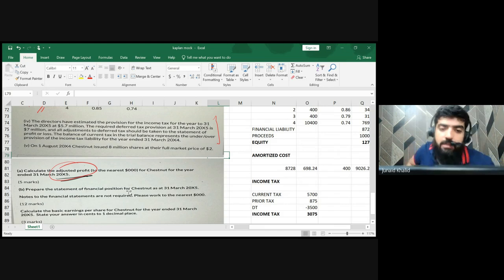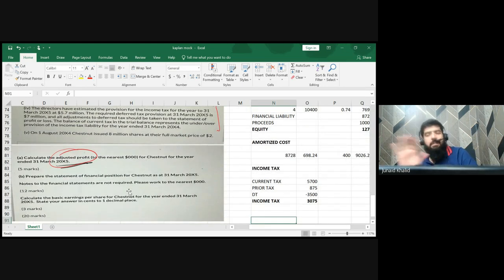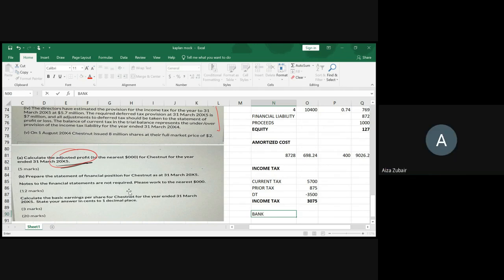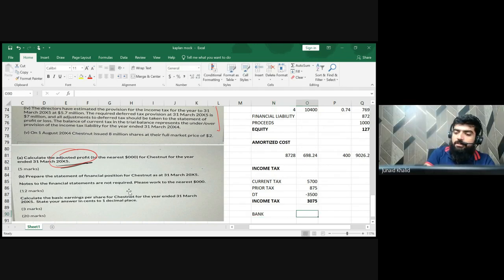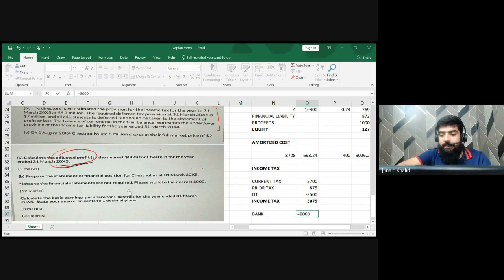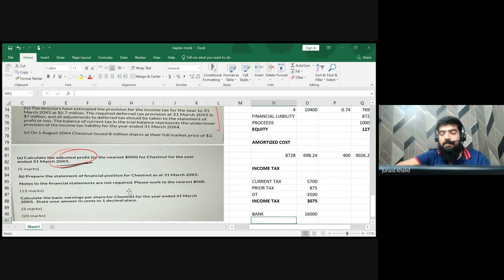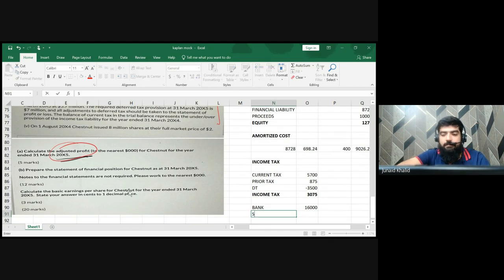On 1st August, Chestnut issued 8 million shares at their full market price of $2. It means the shares are issued. It's simple. There is no bonus. There is no right. There is a simple shares are issued at full market price. So if the company is issuing the shares, it means the company will receive the amount. Right. Now, how many shares are issued by the company? 8 million. And at what value these shares were issued? $2. So it means 16,000 is the amount that the bank or the company will receive, right?